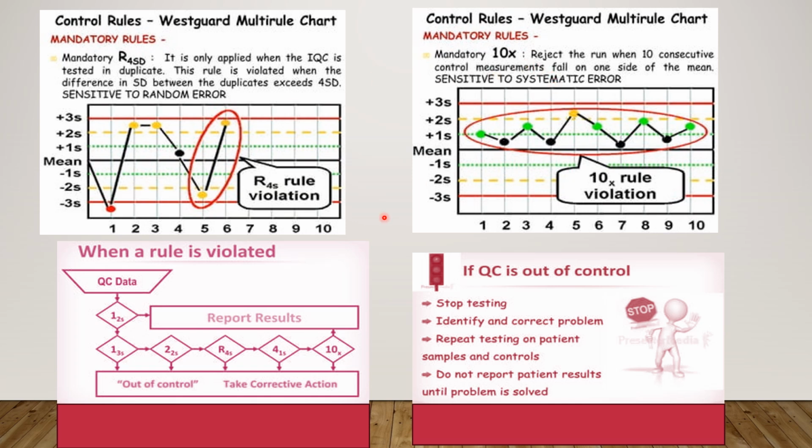Similarly, there are various rules. If the QC is out of control, we should stop testing, identify and correct the problem, and repeat testing on the patient sample and control, and do not report the patient results until the problem is solved.